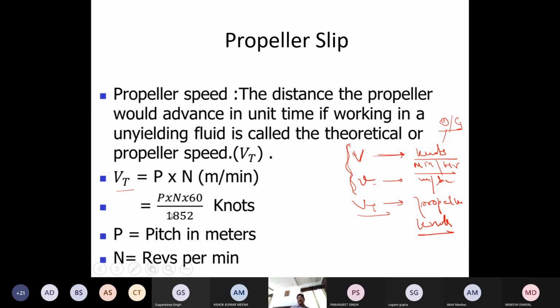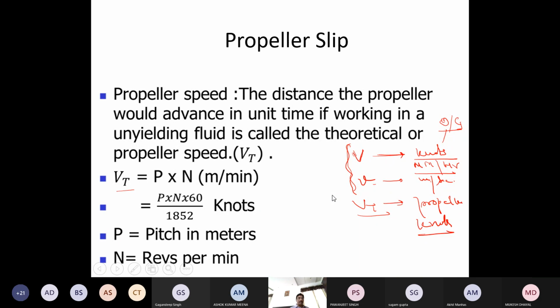सो Vt इज P into N, or rather PN 60 over 1852, where N is the RPM. So we must remember and write down this equation. Vt or the propeller speed is equal to PN 60 over 1852. अपने फॉर्मूला में लिख लीजिए, where V is the normal ship speed over ground.